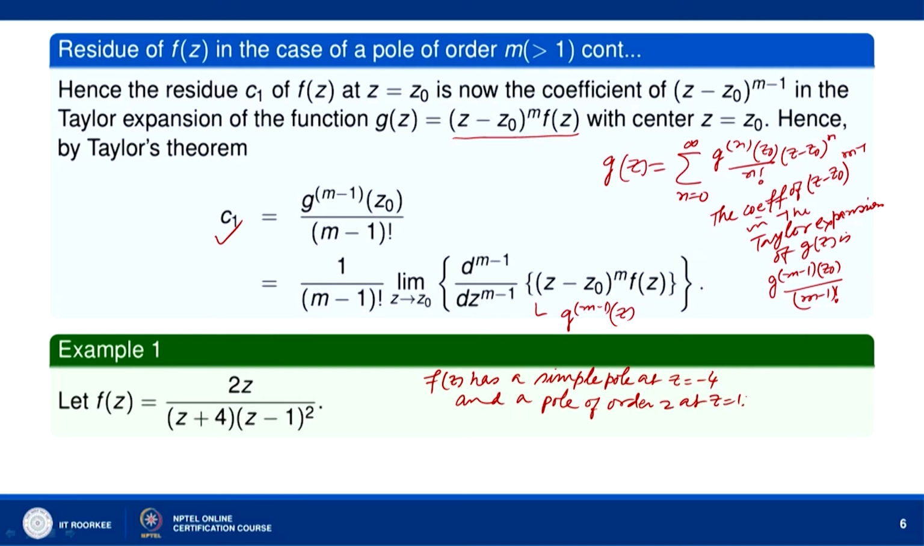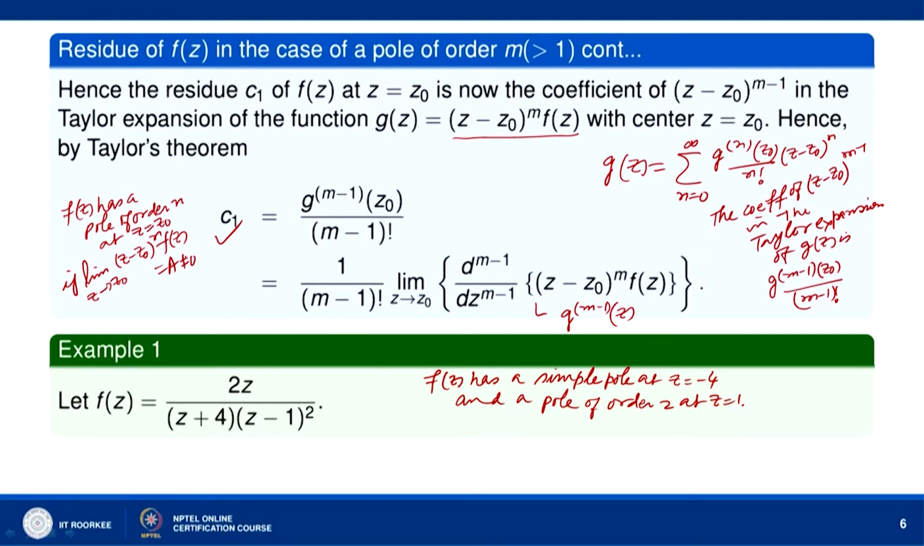We can see this easily if you recall the definition of a pole of order m. We had said that f(z) has a pole of order n at z equal to z naught if limit z tends to z naught of (z minus z naught) to the power n into f(z) is equal to a, which is non-zero and finite.